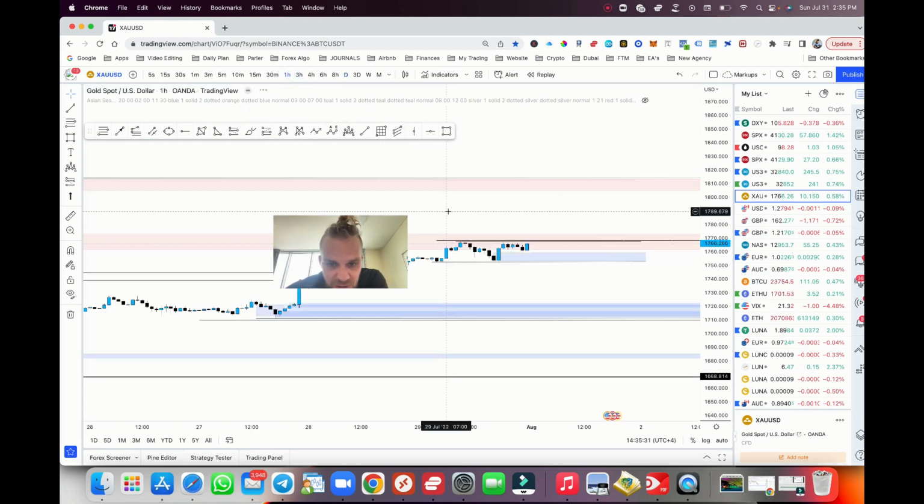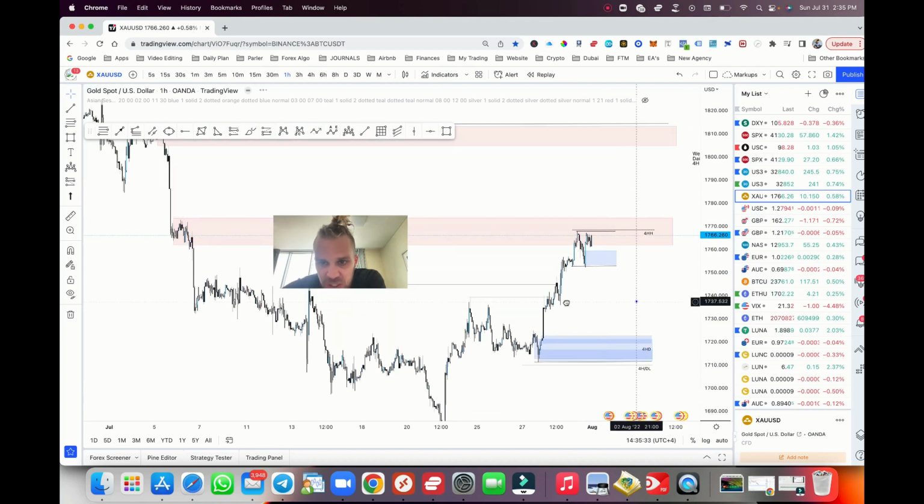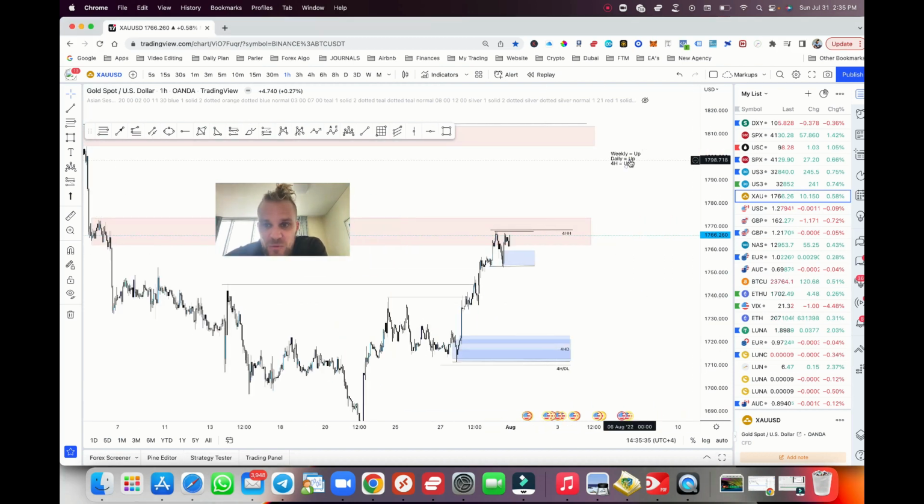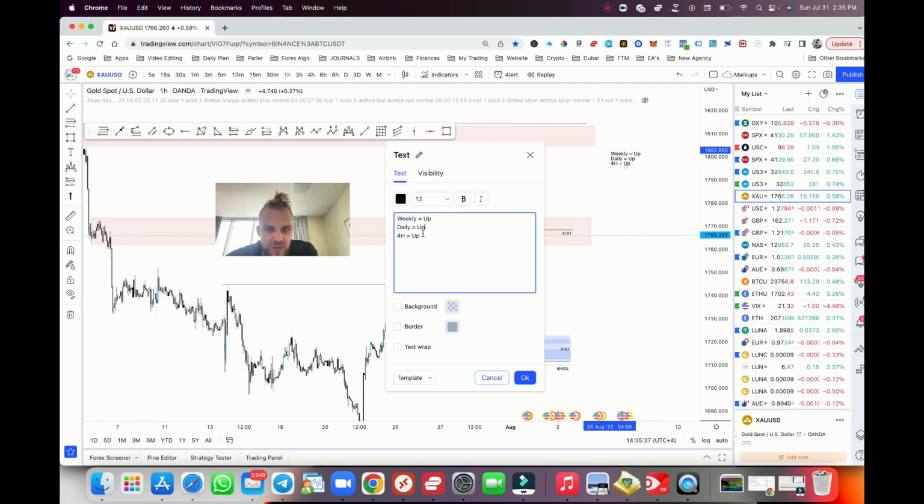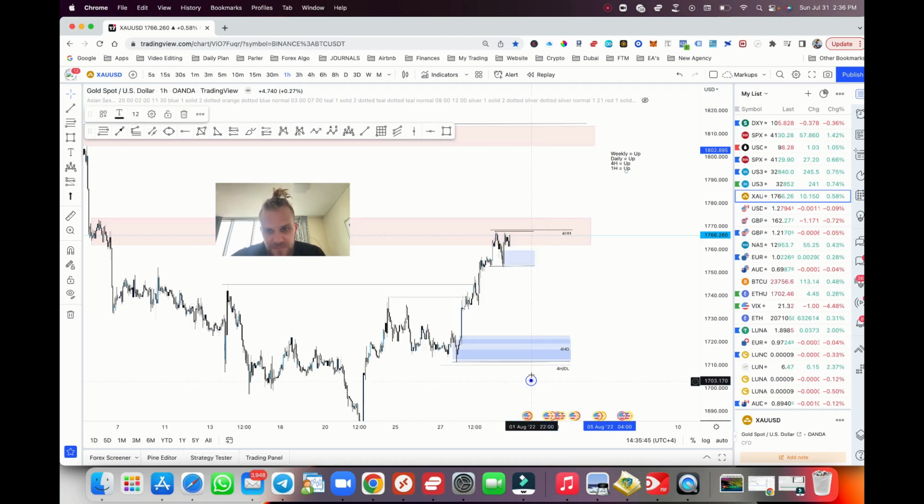Let's go back to the hourly. So we basically come on the charts, we mark up our direction. 1 hour is up. So right now the market is positive. It's all flowing in one direction, from the weekly to the hourly anyway, up.